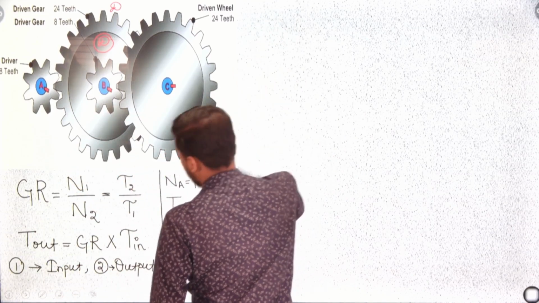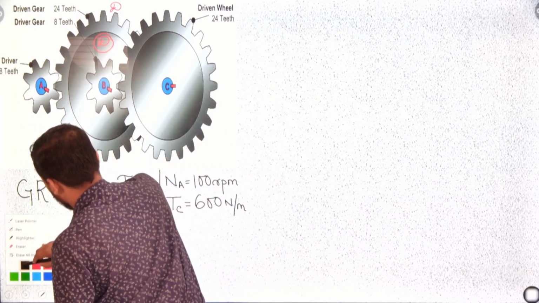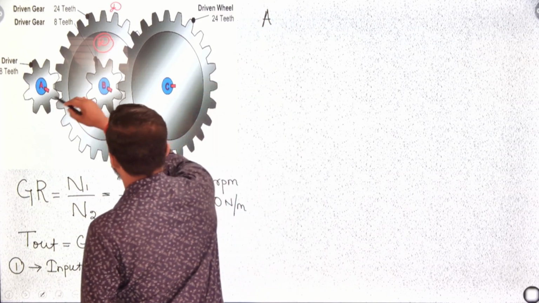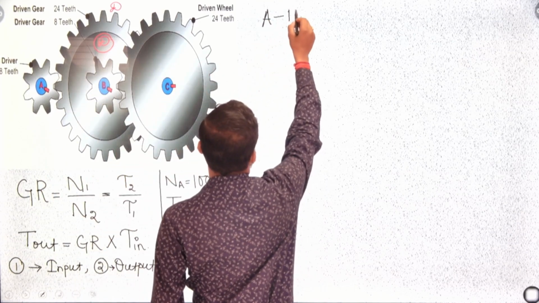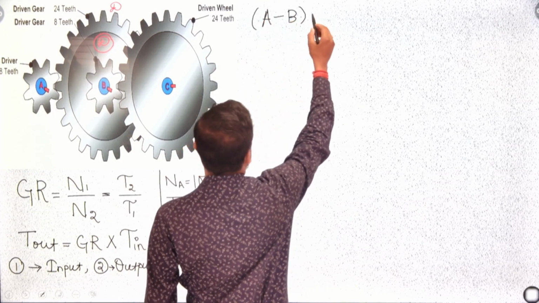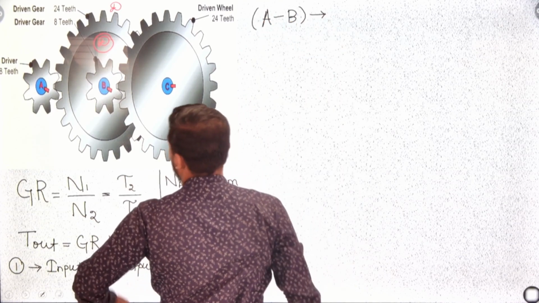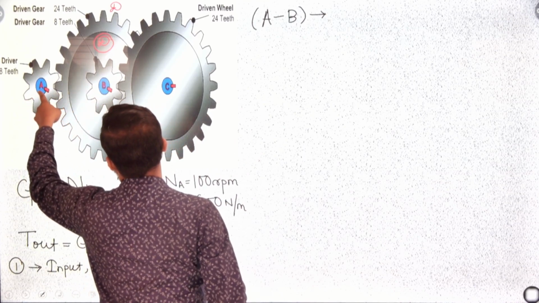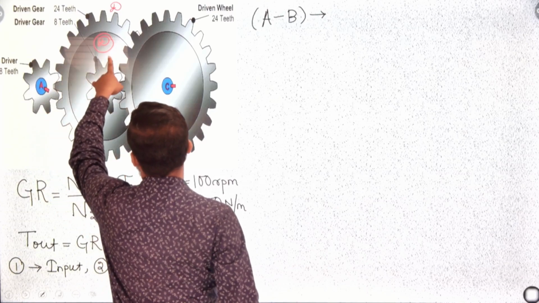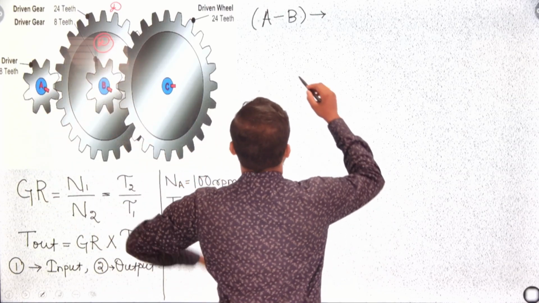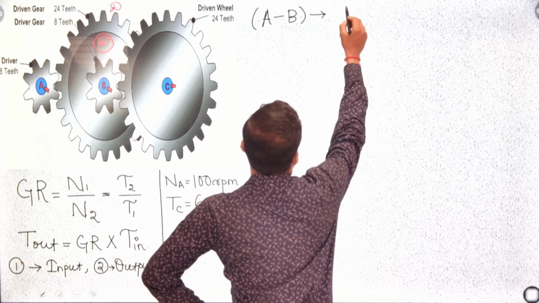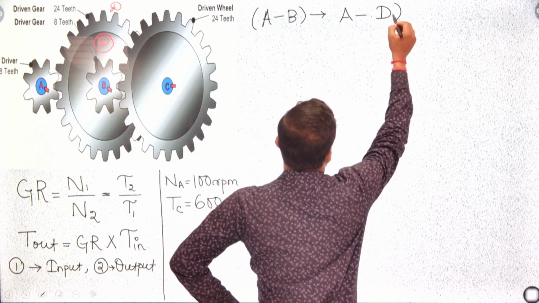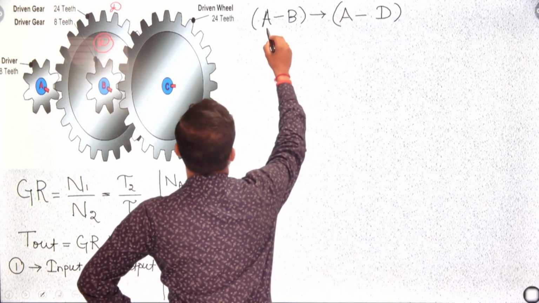This is the A gear and B gear. In the A and B case, what happened? A is a driver gear and B is a driven gear, whereas A is directly connected to D as a driven gear. So for that purpose, we will go for A and D.